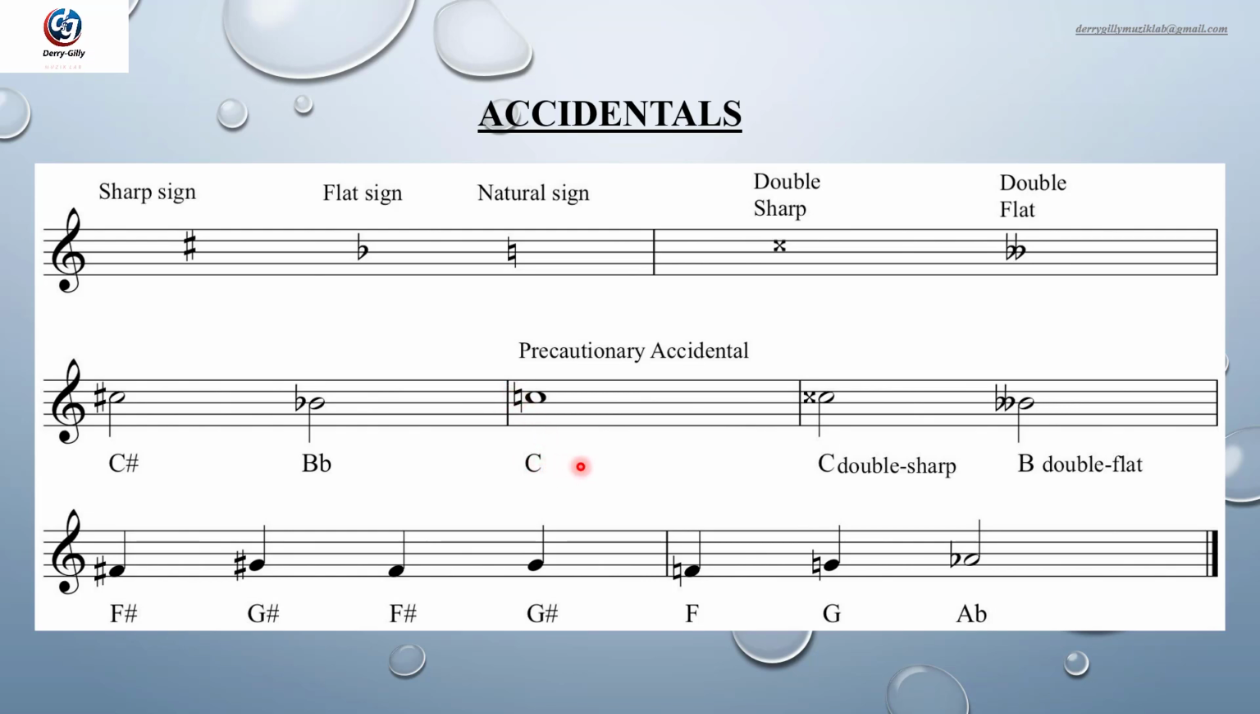We don't normally write the natural when we are writing. We can also look at a C which is being affected by a double sharp. I made mention of a double sharp being like an X. So an X being placed before the note gives us a C double sharp. Then we can have this one, a B double flat. So these are some of the precautionary accidentals that we have.